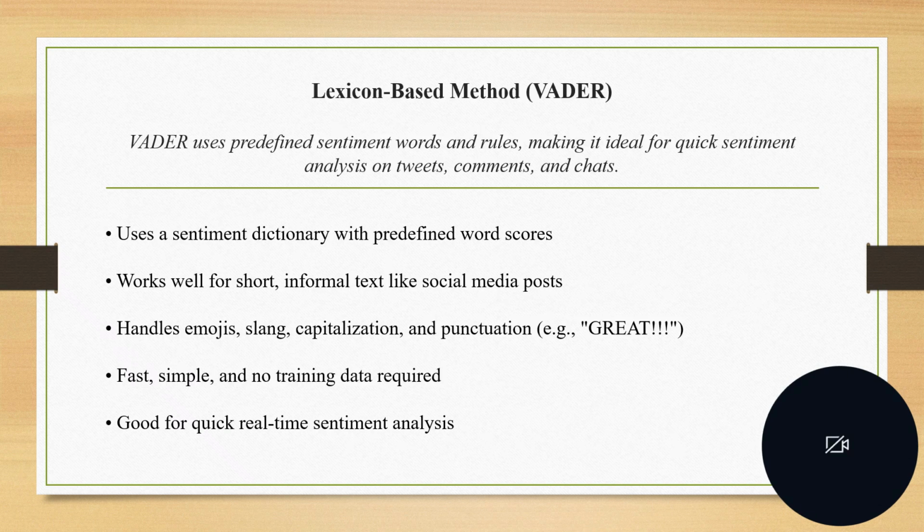Coming to the next slide, VADER is one of the most popular lexicon-based sentiment tools, especially useful for analyzing short, informal text such as social media comments and product feedback. It understands expressive writing styles like capitalization, emojis, internet slang such as lol, and exclamation-based emotions. What makes VADER powerful is that it does not require training data. It works instantly by matching text with emotional scores from its dictionary. Because of its speed and accuracy on social media language, many companies use VADER for real-time dashboards and live opinion monitoring.